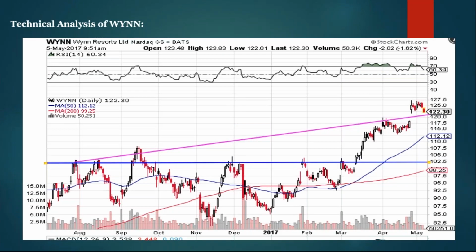The next is WYNN. WYNN gapped up and then made a top at 127.50, and it was going on a sideways move. So this is the day when I sent the alert. I said we need to keep an eye on WYNN. We need to buy puts. We didn't buy puts on this day, but we did buy on this day.